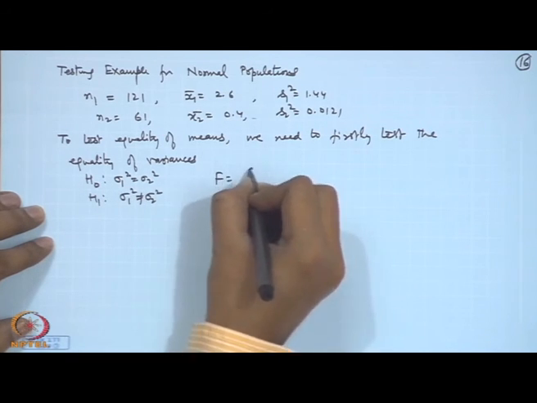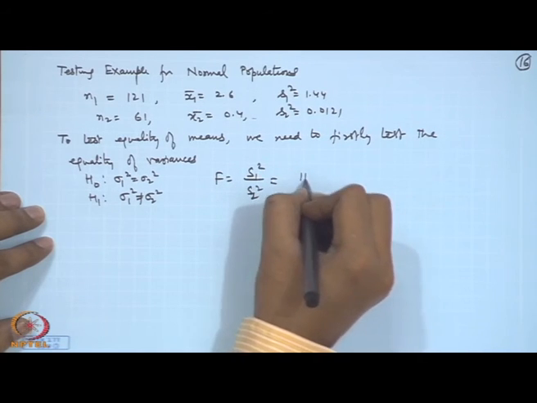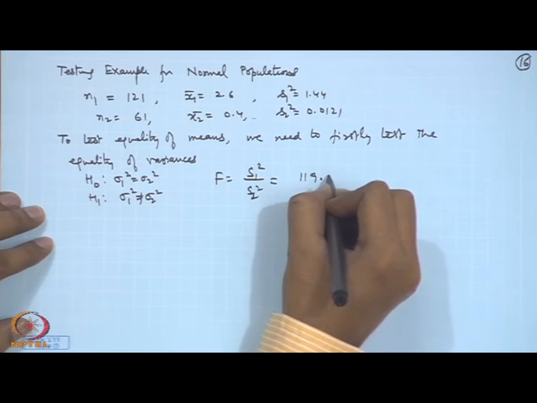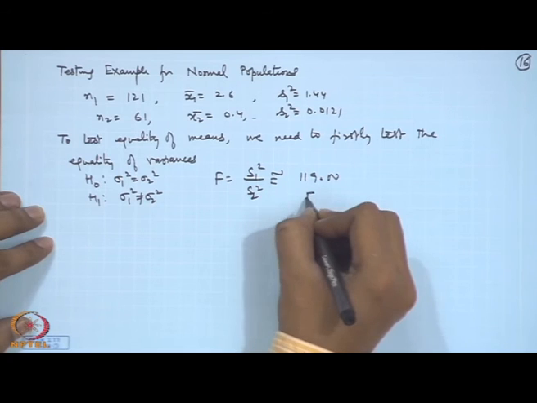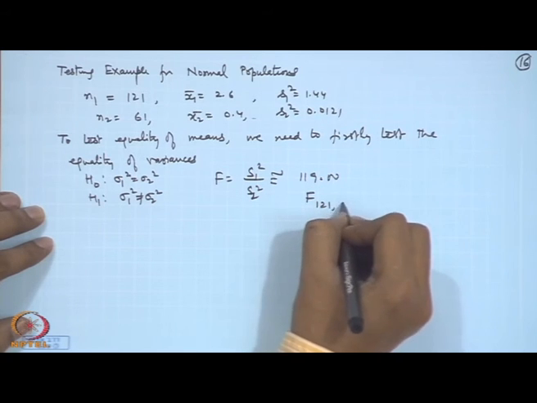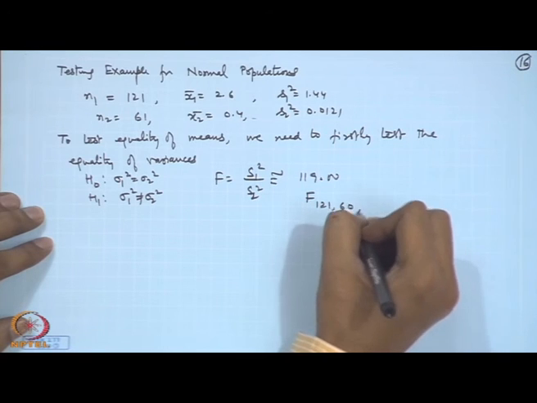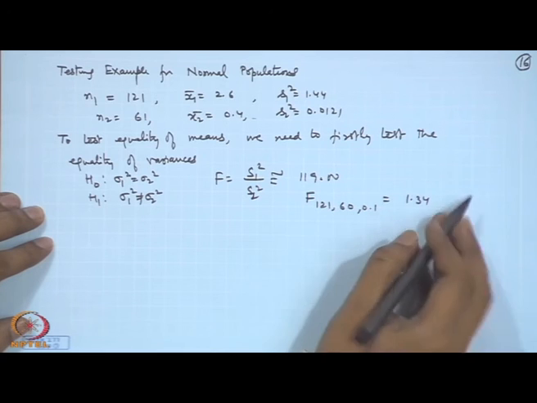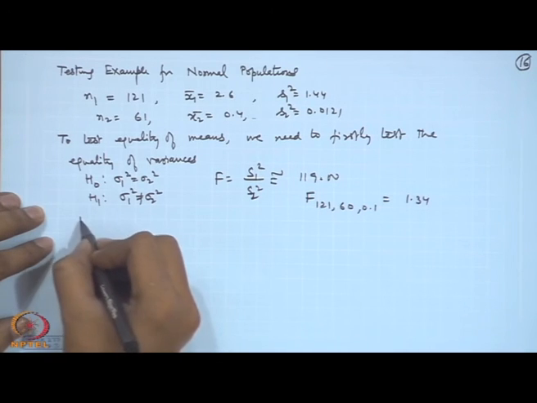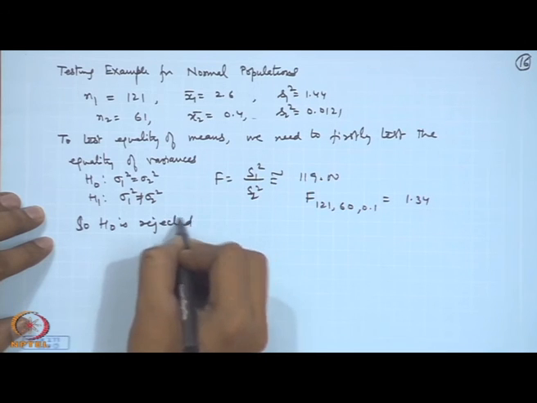So, let us calculate the statistic S 1 square by S 2 square, and it turns out to be 119.00 approximately. So, if I consider say F on 120, 60 degrees of freedom, then the value at 0.1 will be say 1.34 etcetera. So, this is certainly larger. So, H naught is rejected.